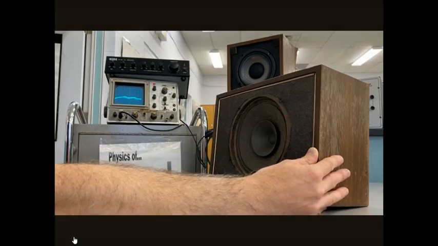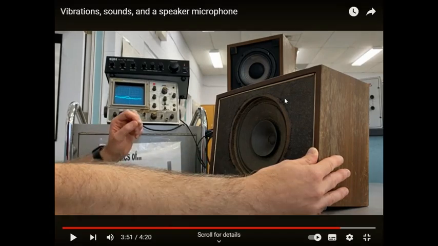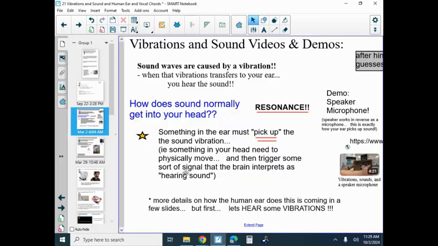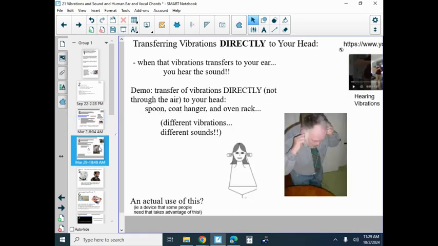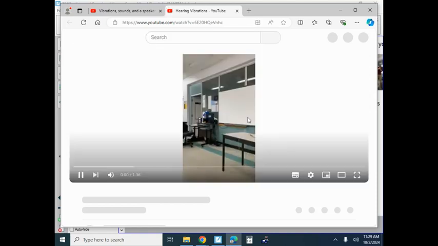You're seeing that on the screen. You're seeing the speaker working as a microphone, which is pretty cool, right? I don't think too many people realize that a speaker can act as a microphone. So the next thing that I'm going to show here is this. I'll show the video first, and then I'll talk about the page a little bit.